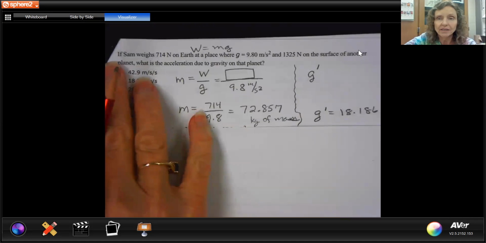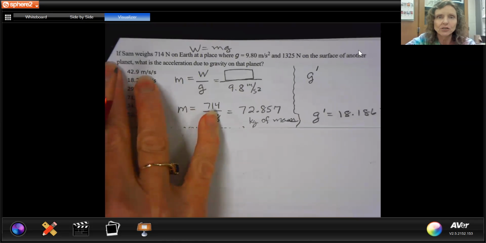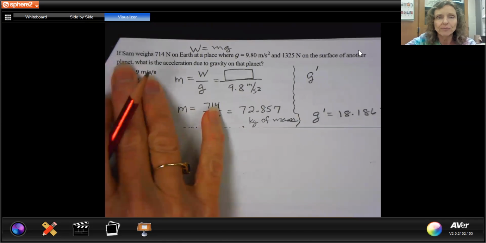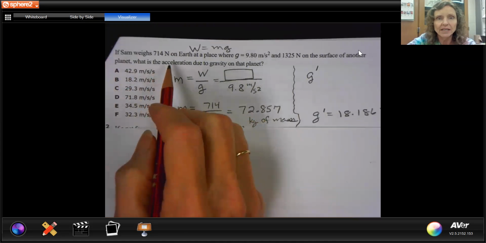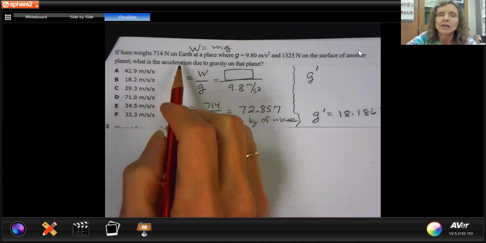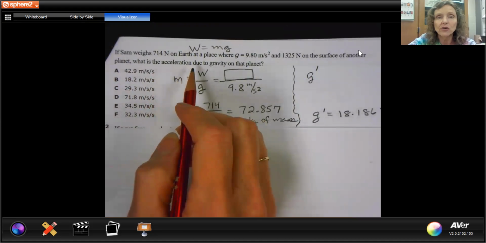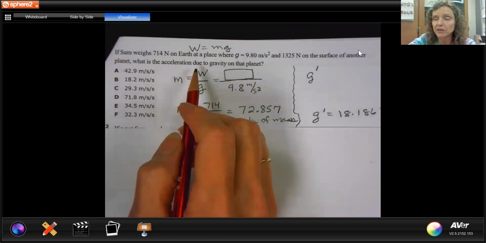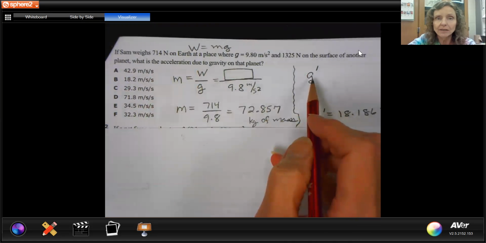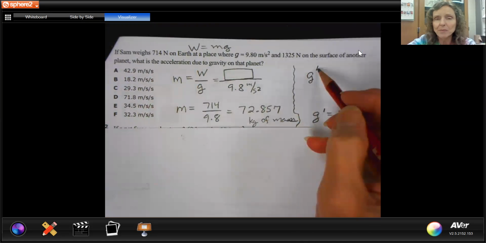So the first one, and of course I shouldn't say the first one because you're maybe in a different order. But anyway, we had one where Sam weighed 714 newtons on Earth, and he goes to a different planet where he has a different weight. So we know the gravitational acceleration on that planet is going to be different. So instead of calling it G, I'm going to call it G prime. Prime is just an apostrophe. It's just a way of saying, hey, this is a different G. It doesn't mean anything in particular, just that it's different.